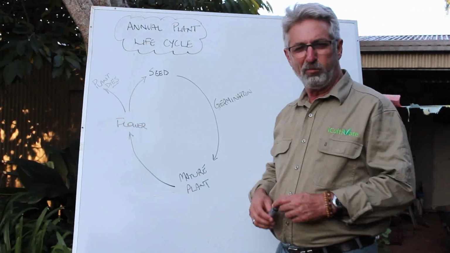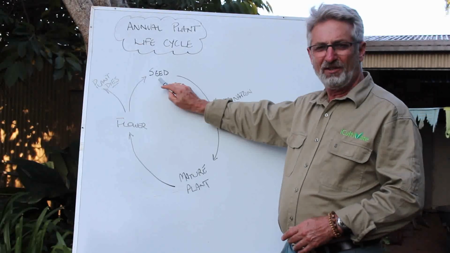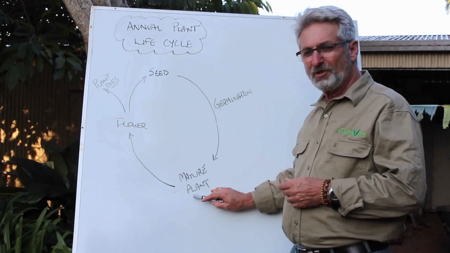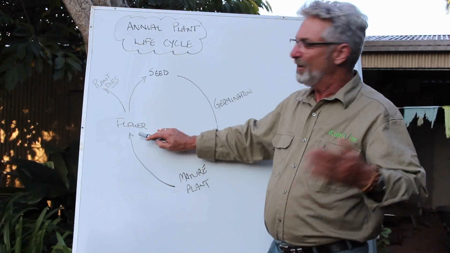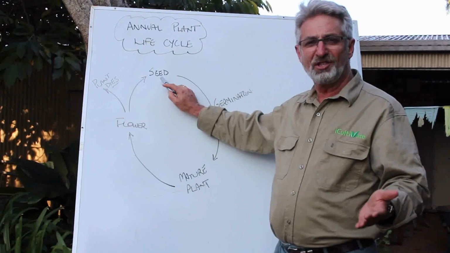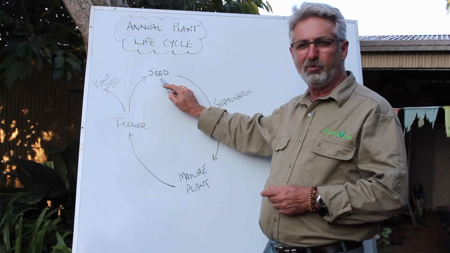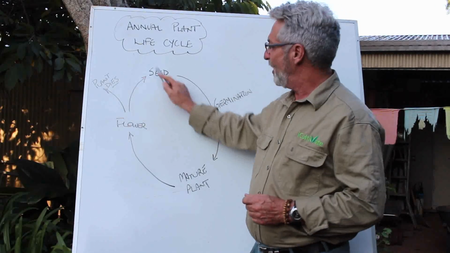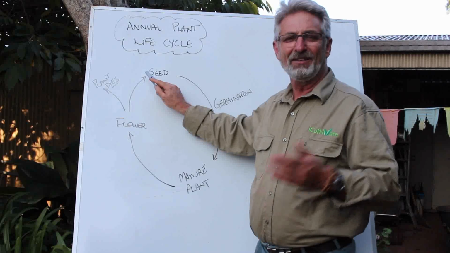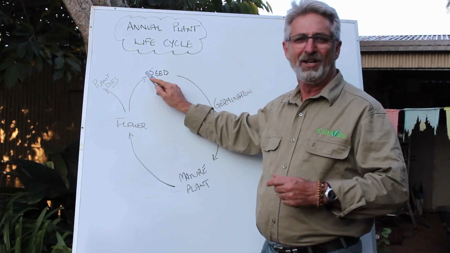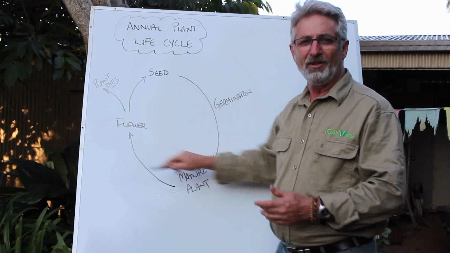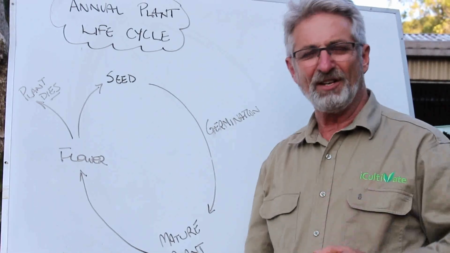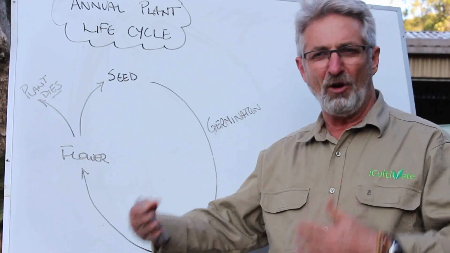The life cycle of an annual plant essentially starts with the seed. The seed germinates, and then that grows through to maturity. Upon reaching maturity, the plant will flower, and as a result of flowering, we will then get new seeds being produced. But with an annual plant, once the seeds have been produced, the plant will die. And those seeds will lie dormant in the ground until such time as the conditions are right to germinate and begin the next generation.